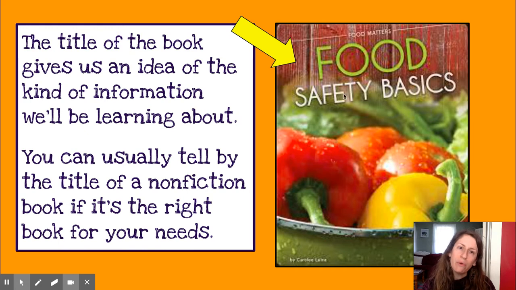It says Food Safety Basics. Now, when I look at the title, it's going to give me an idea of what kind of information I'm going to read about. And I can tell by seeing the words food and safety that this is going to be all about keeping food safe and maybe what happens when we don't keep food safe. Okay. You can usually tell by the title of a nonfiction book if it's the right book for you.